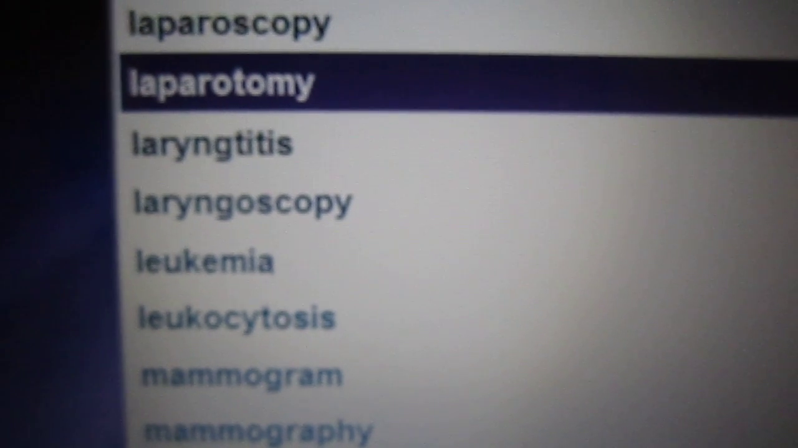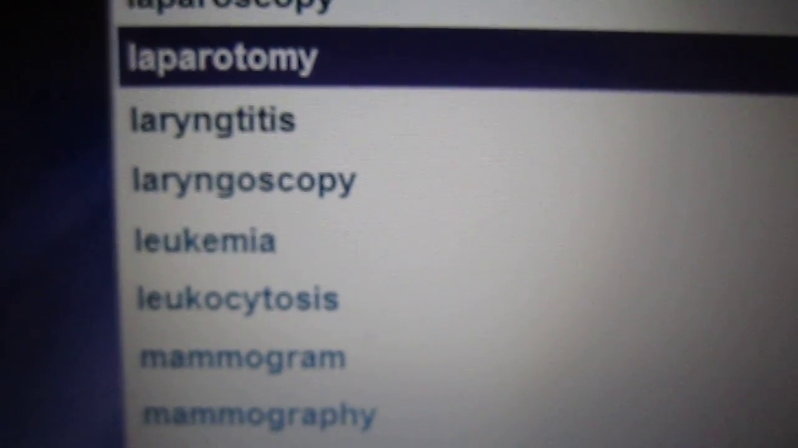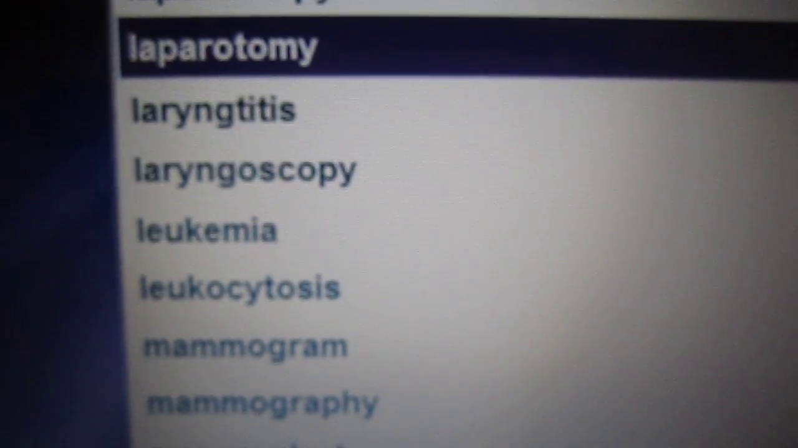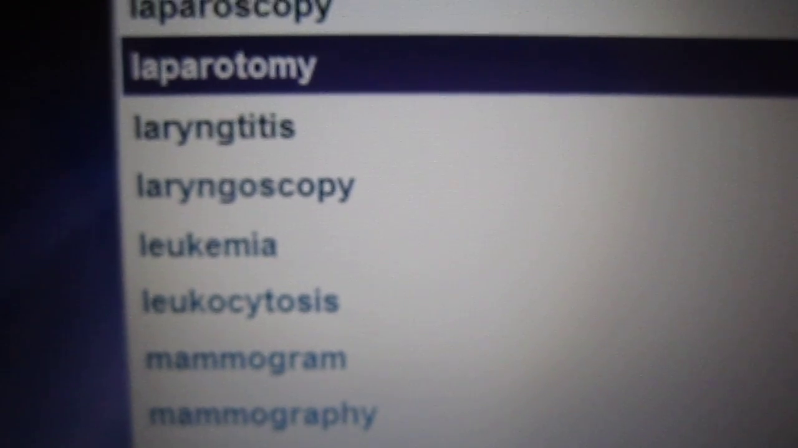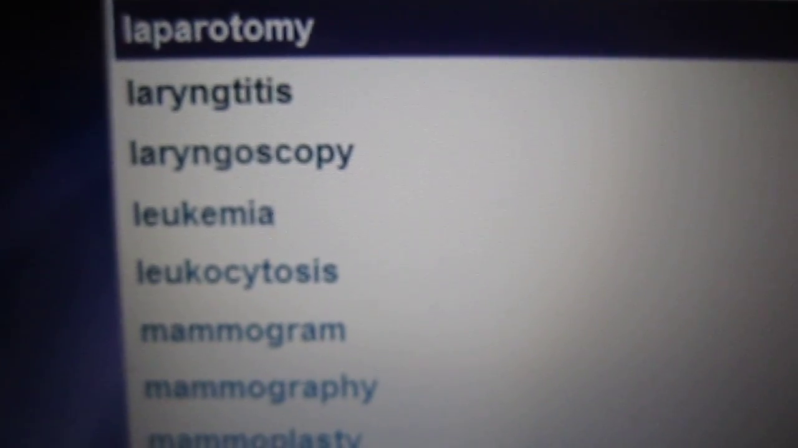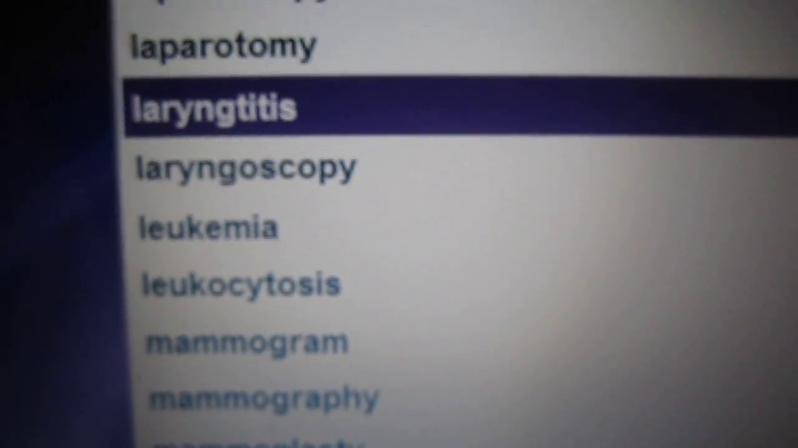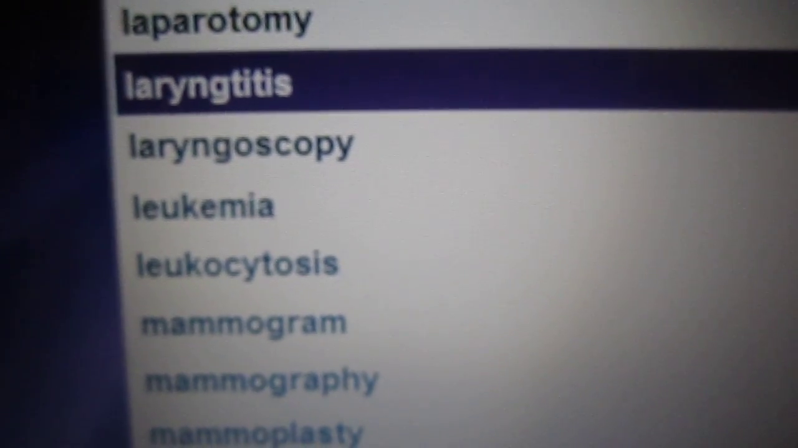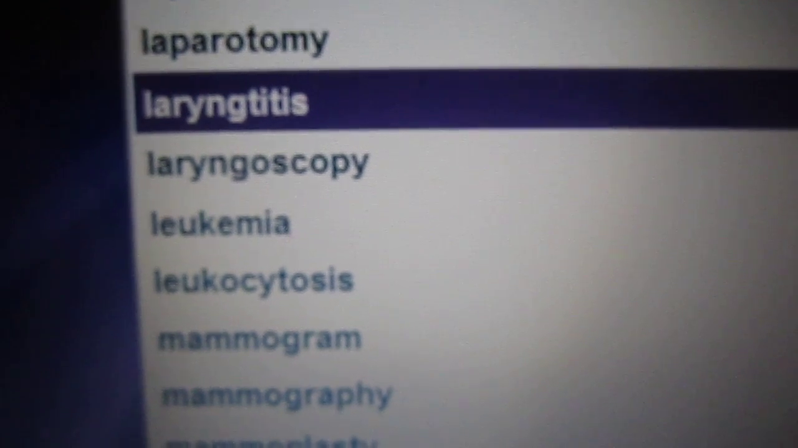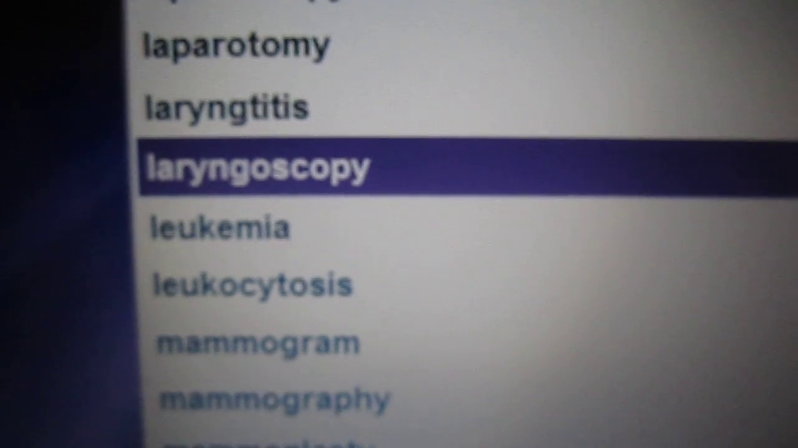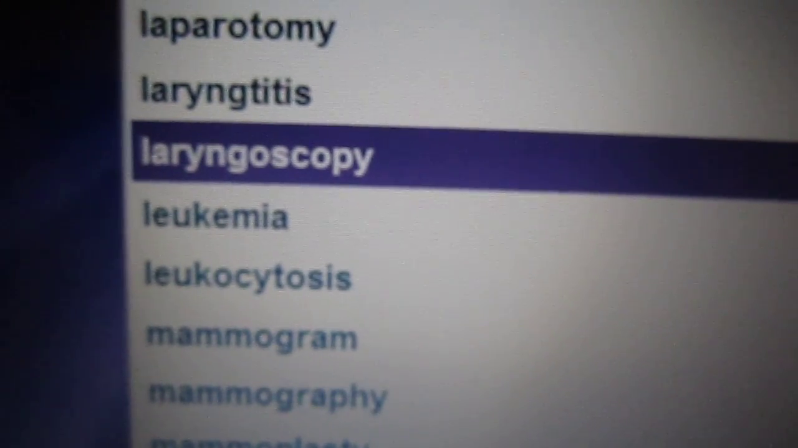Laparotomy. A laparotomy is a surgical procedure involving a large incision through the abdominal wall. A cesarean section for the delivery of a fetus is an example of a laparotomy. Laryngitis. Laryngitis is inflammation of the larynx. Laryngoscopy. Laryngoscopy is visual examination of the larynx.